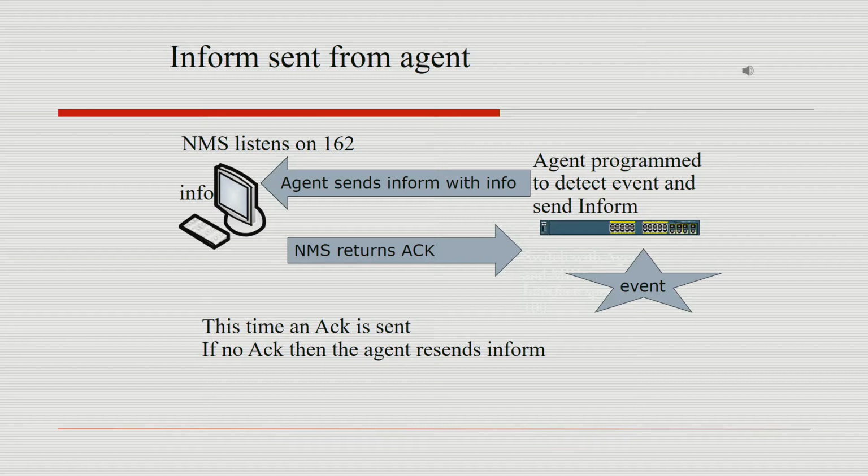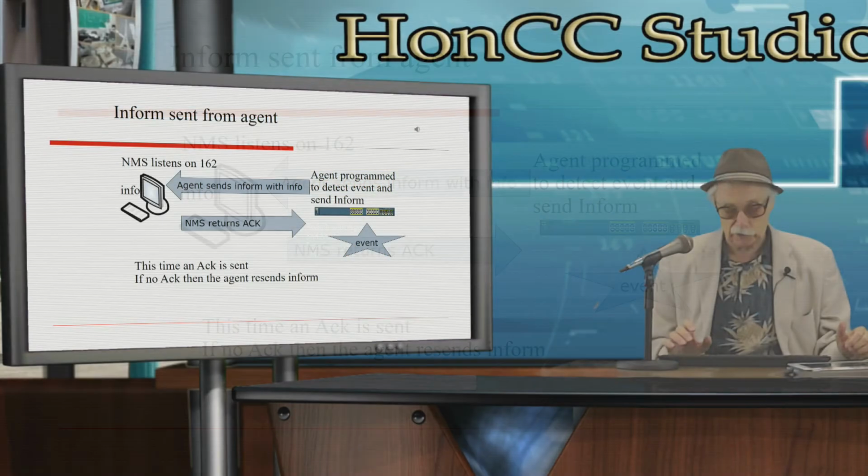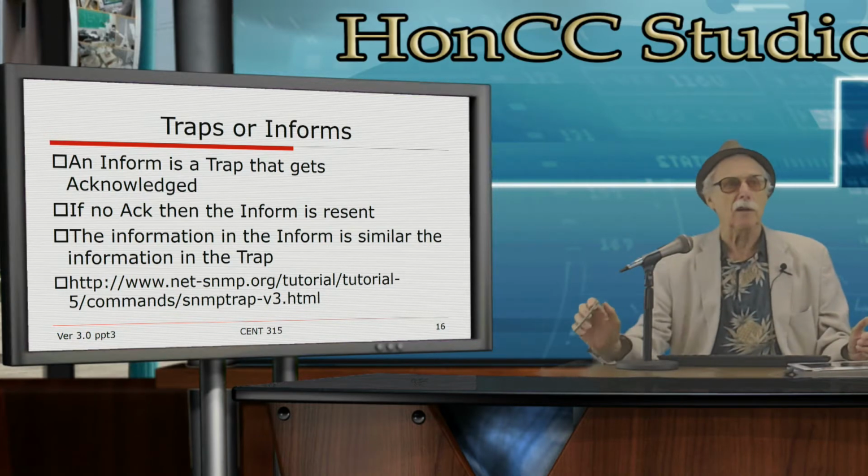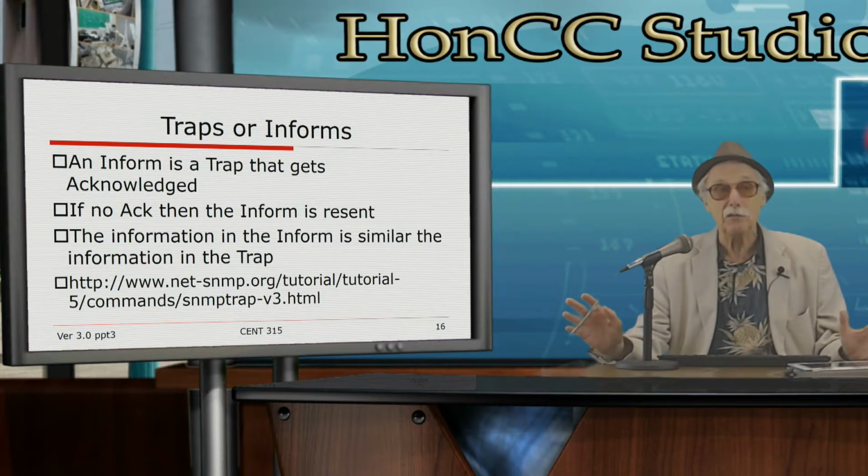If for some reason the inform got lost, well, there's no acknowledgement. Well, then the agent will resend the inform. So it's more likely that the trap actually gets there, or the inform actually gets there. When it's acknowledged, they call it an inform. So trap or inform. Inform is a trap that gets acknowledged. It's that simple. There's not much else to it. If no ACK, then the inform is resent.